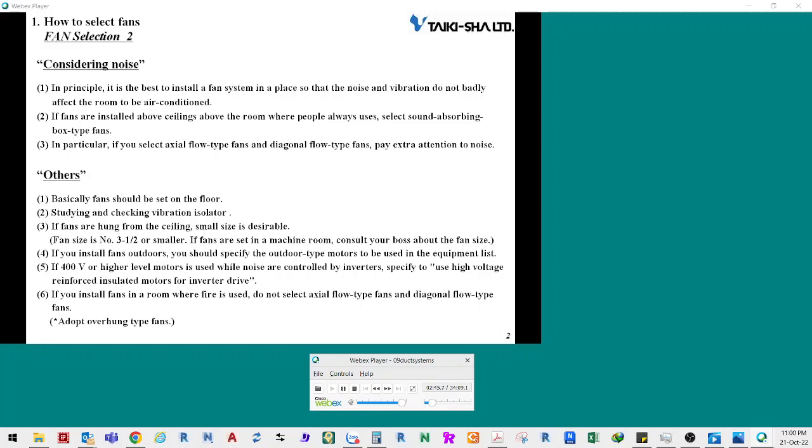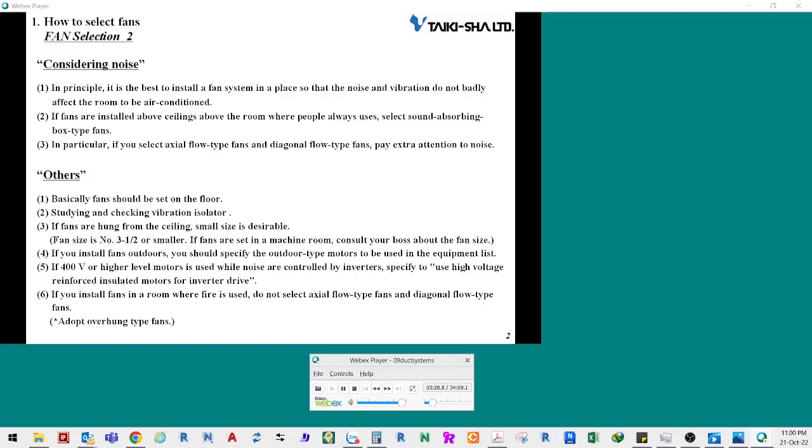Consider what kind of fan should be used, where the fan should be set, and how the fan should be installed. In principle, it is best to install it in a place, like a machine room, so that the noise and vibration do not badly affect the room to be air conditioned. Fans are often installed above ceilings. Even so, select fans which make less noise, such as sound-absorbing box type or sound-muffling type fans.